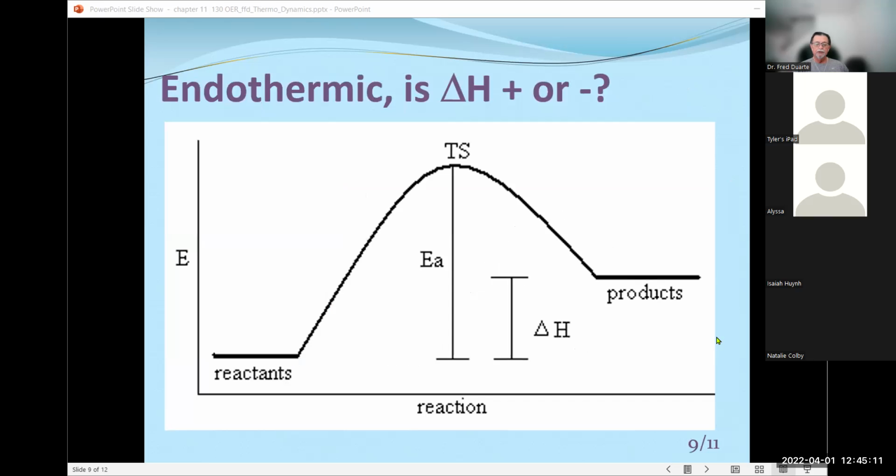Okay, so this one here will be a positive delta H. Again, because the product's final energy level is much higher than the reactants. And the delta for anything is the difference between where you ended up minus where you started, okay?